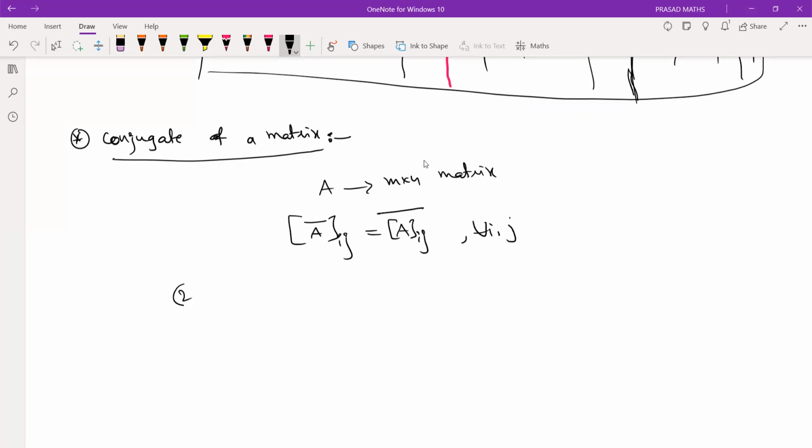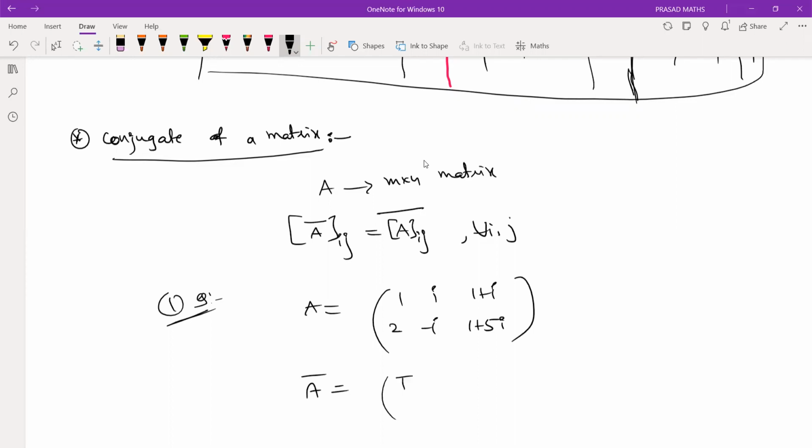Example number 1. Suppose your matrix is, you can take any, i, 1 plus i, 3, 2, minus i, 1 plus 5i. What is the conjugate of this? Just take the conjugate of each entry. That means 1 minus i, 1 minus i, 2 bar is 2, conjugate of minus i is nothing but i, and 1 minus 5i. So this is my conjugate.